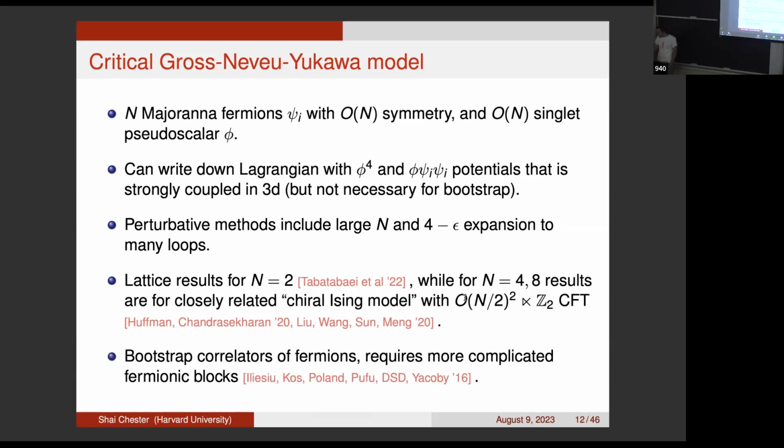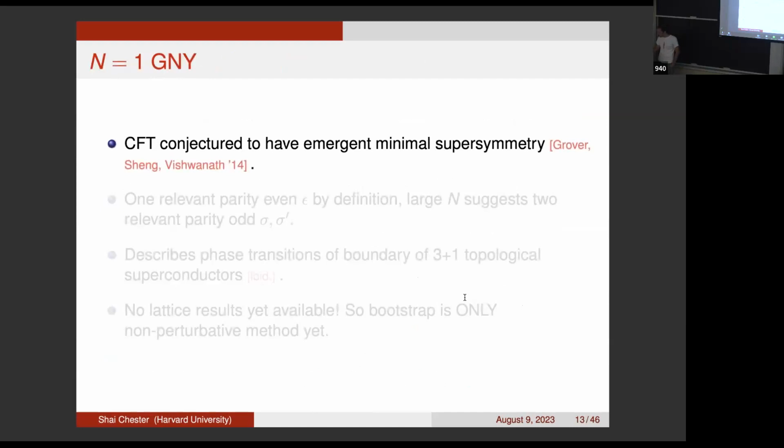Okay, from the bootstrap perspective, it's technically more complicated because you have to bootstrap correlation functions of spin-half operators. And so this goes beyond what we discussed in these lectures. It's a slightly more advanced topic. But by now people have worked out all the technical ingredients you need to bootstrap spinning operators. And so the first study was done back in 2016 by these authors. And since then there's been various improvements.